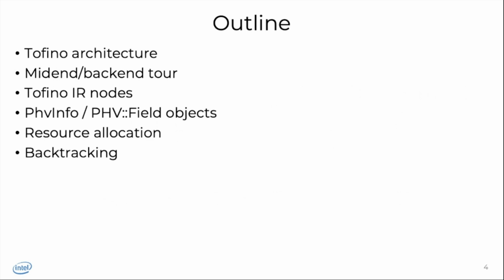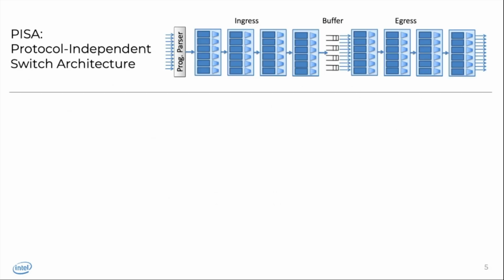And so here's the outline for my talk today. I'm going to give an overview of the Tofino architecture, have a quick mid-end / back-end tour, talk about the custom IR nodes, talk about a couple of information objects that we have, PHP info and PHP field, introduce the resource allocation algorithms, and then go through backtracking. So with that, let me start with the Tofino architecture.